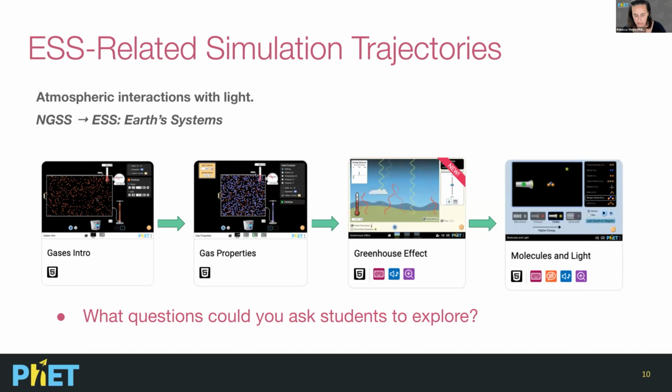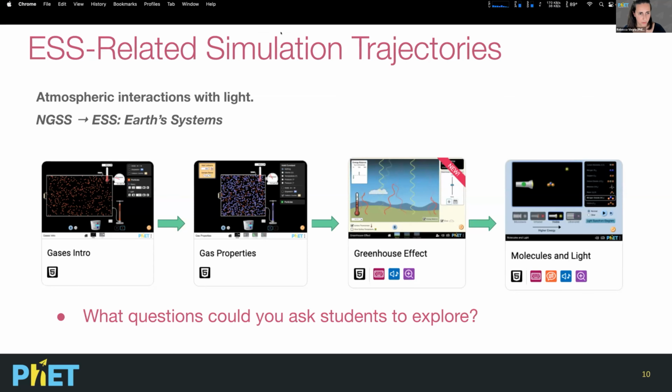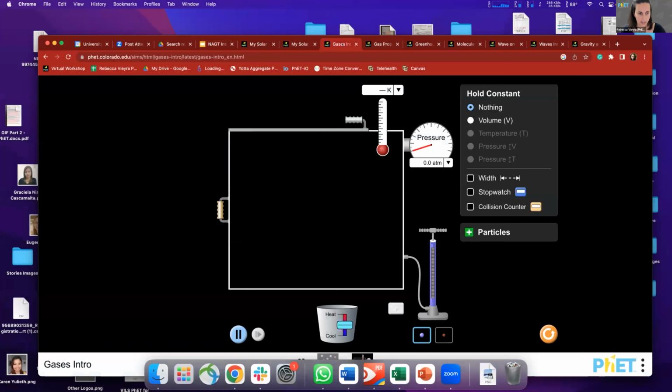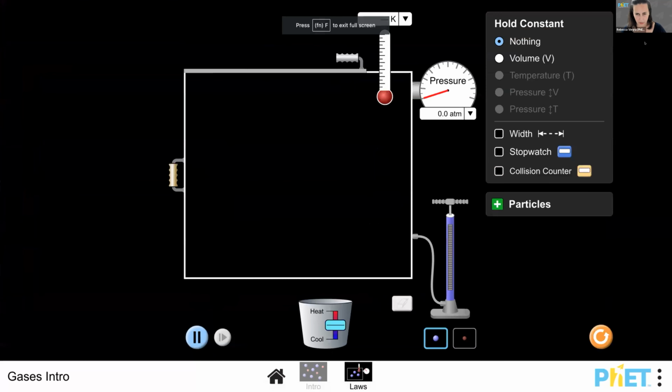You may not have linked these things before in the simulations, but you can go from intro to gas properties, to thinking about the greenhouse effect and atmospheric gases, and moving into understanding the relationship between molecules and particular forms of light. I'm just going to show a couple of these things real quick. Because I started developing favorites when I was a teacher, and then I would go back to those sims again and again and forget the fact that there was new stuff being developed.